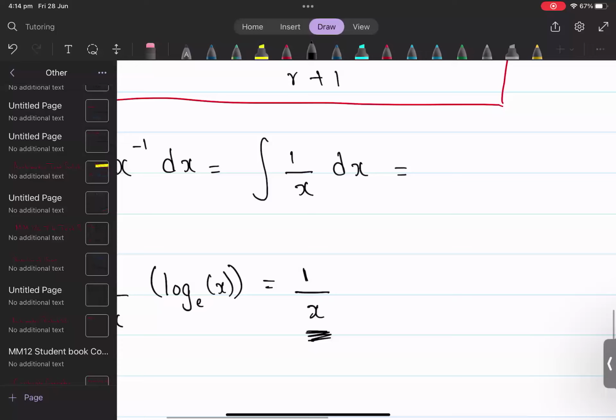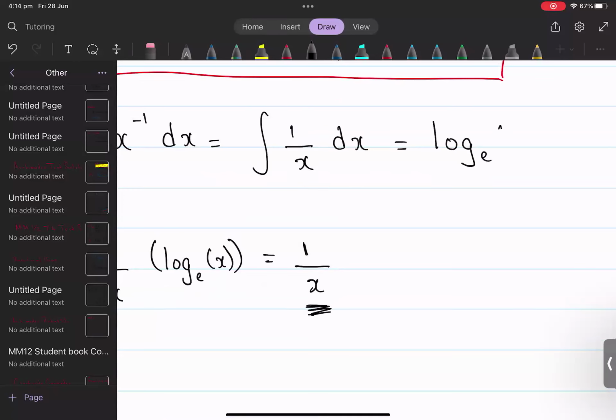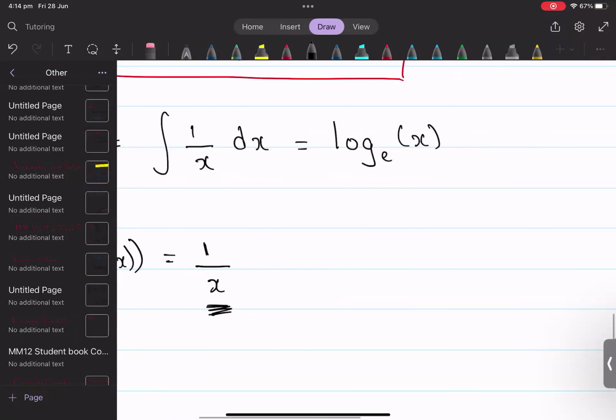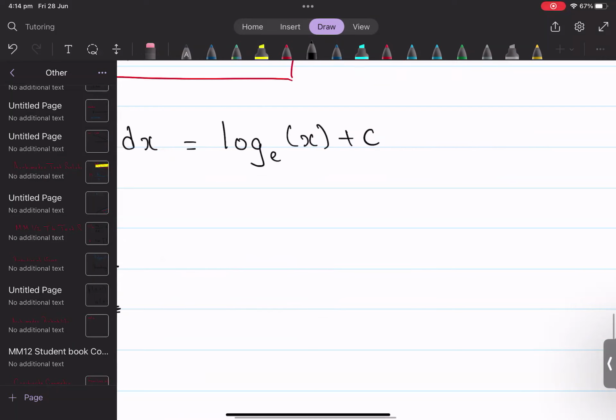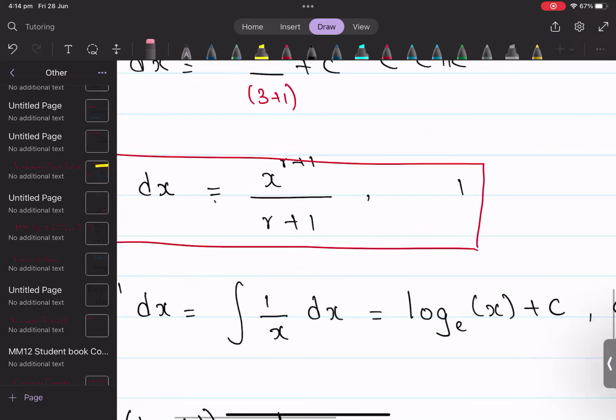So the answer is simply log base e of x plus c, where c is a constant, and I've forgotten to add it here as well, but here we are. C is a real constant, and here r is not equal to -1.